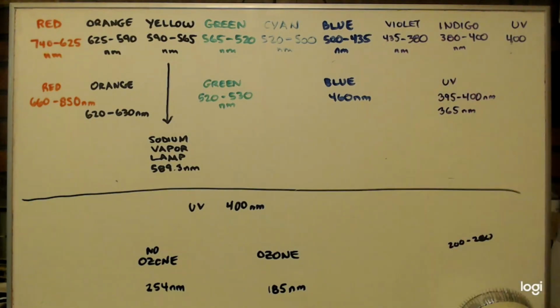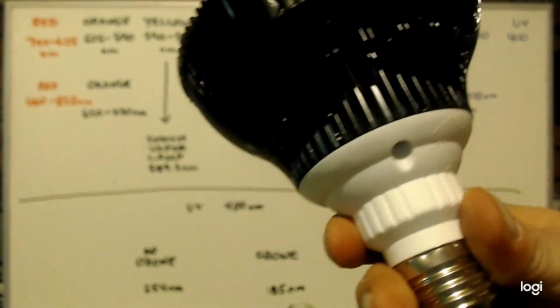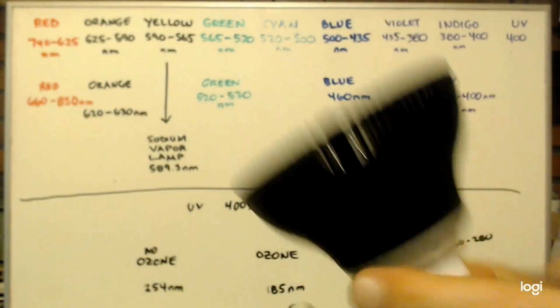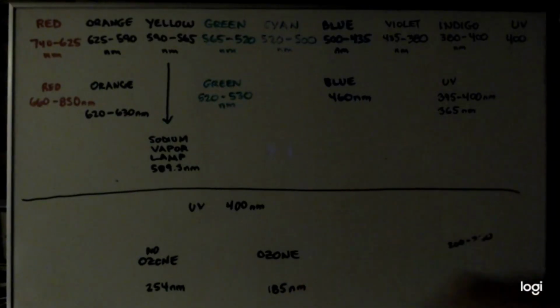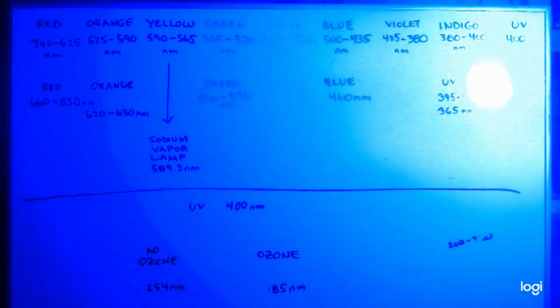I do have a blue one. It's about 460 nanometers. Here it is. You can see the bulbs are clear, and they're black, but you can see it still has little fins going around on the outside. You probably can't see it well on camera, but it's totally blue.